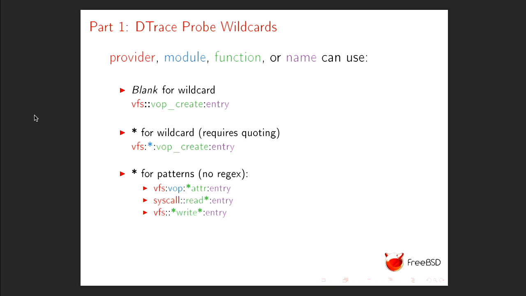And within a probe, you can actually just omit an entry between colons to say wildcard. I want all of those things. So this first example would be, I want all of the VFS VOP creates. Well, that's only one. So this is really just shorthand because I'm too lazy to type VOP, and you can say star. But you probably don't want to say star if you are only putting a star, because then you have to quote it. Because what if your shell finds a file name matching that pattern and expands it? You can also put the star anywhere in there to mean all attributes, all reads, all writes, whatever.